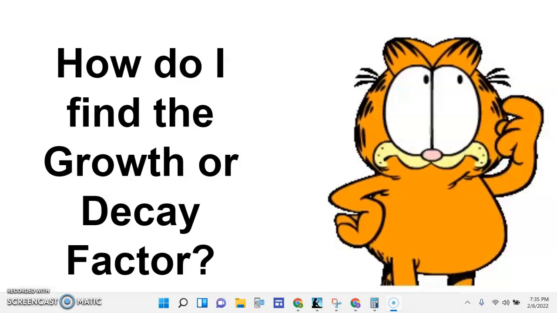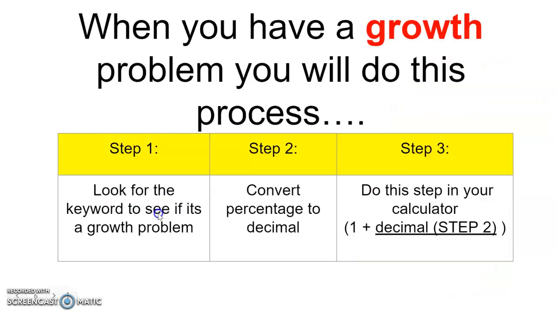In this learning module, the answer to this question is: how do I find the growth or decay factor? So what if you have a growth problem? This is what you're going to do. First, look for the keyword to see if it's a growth problem. Step 2, which you already know how to do, convert the percentage to a decimal. And the last step is to do this in your calculator. If it's a growth problem, you're going to do 1 plus the decimal that you got here.